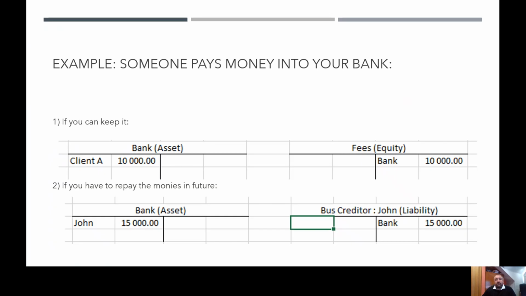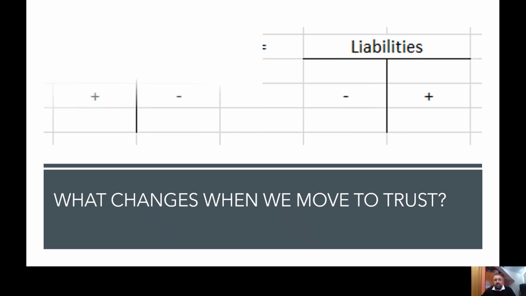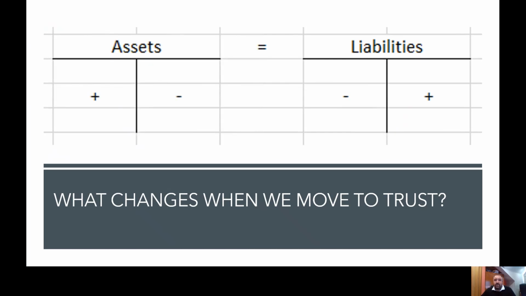Okay, so now we understand the whole concept of ledger accounts, assets, equity, and liabilities. Now, I asked the question, what changes when we move to the trust side? So have a think about that quickly. What will happen when we move to our trust set of accounts? Do we have trust assets? Do we have trust liabilities? And do we have trust equity? And the answer is pretty much that.